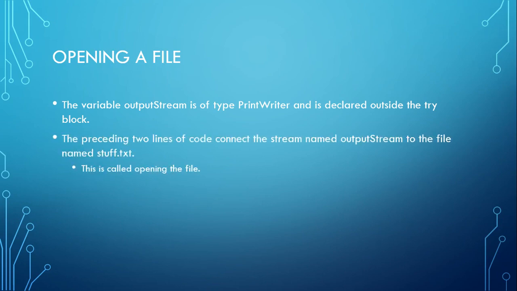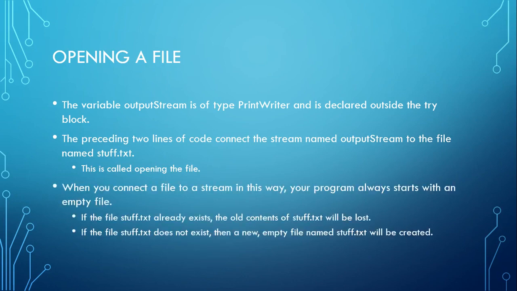Now the preceding two lines of code connect the stream named outputStream to the file named stuff.txt. This is what's known as opening the file. When you connect a file to a stream in this way, your program always starts with an empty file. If the file stuff.txt already exists, the old contents of stuff.txt will be lost.